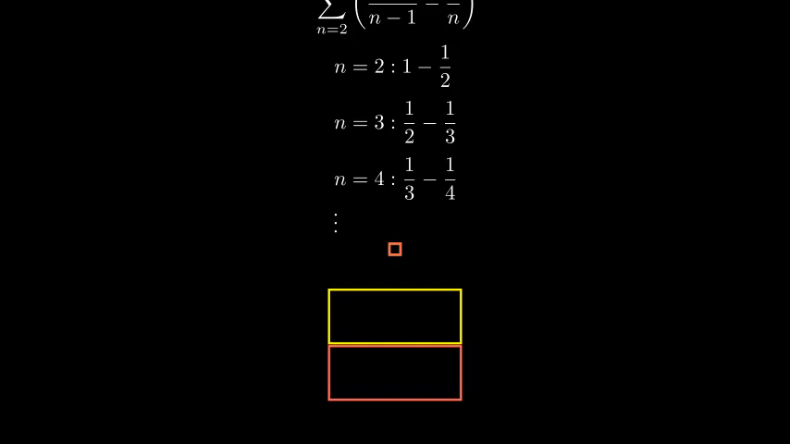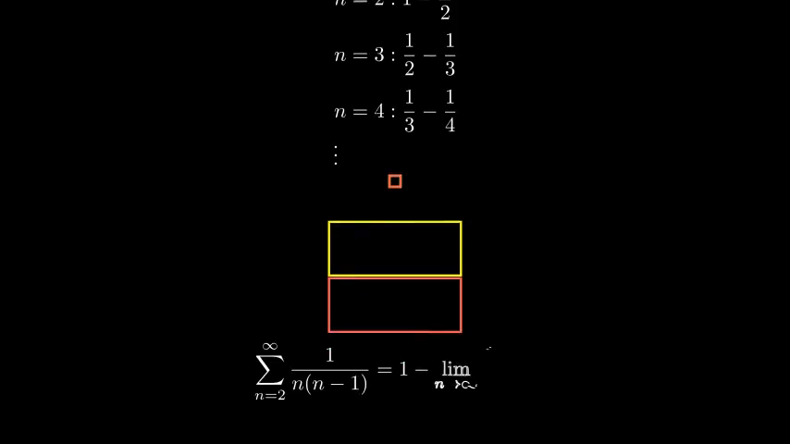Notice how terms cancel out. The negative 1/2 from the first term cancels with the positive 1/2 from the second term. The negative 1/3 from the second term cancels with the positive 1/3 from the third term, and so on. After all the cancellation, we're left with just the first term of 1 and the negative limit as n approaches infinity of 1 over n. Since 1 over infinity equals 0, our final answer is 1.